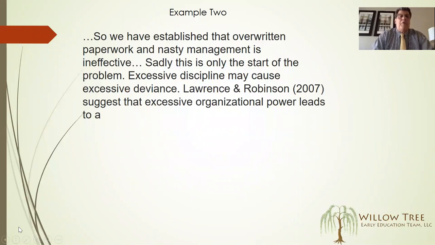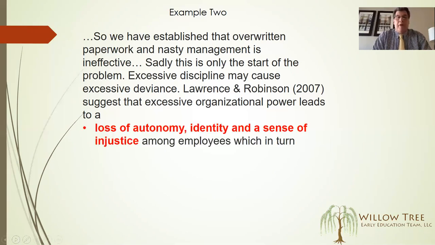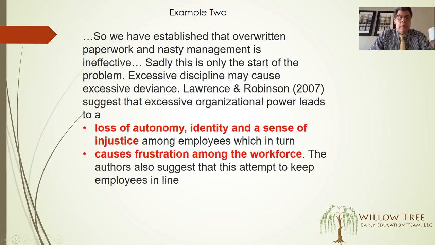Another example. So we've established that overwritten paperwork and nasty management is ineffective. Sadly, this is only the start of the problem. Excessive discipline may cause excessive deviance. And Lawrence and Robinson in a 2007 study suggested excessive organizational power leads to a loss of autonomy, identity, and a sense of injustice among employees, which in turn causes frustration among the workforce.